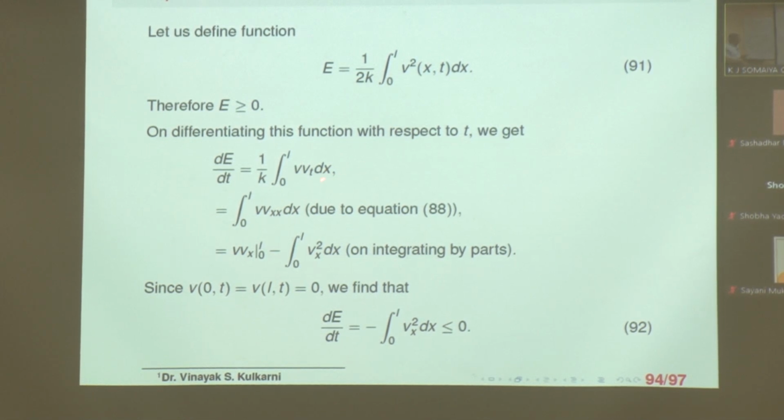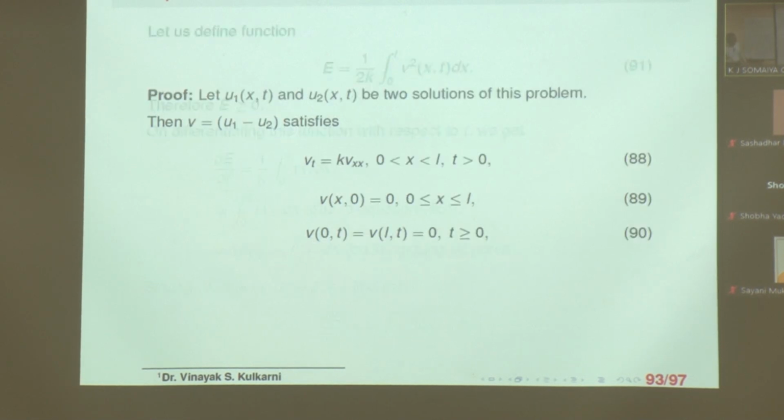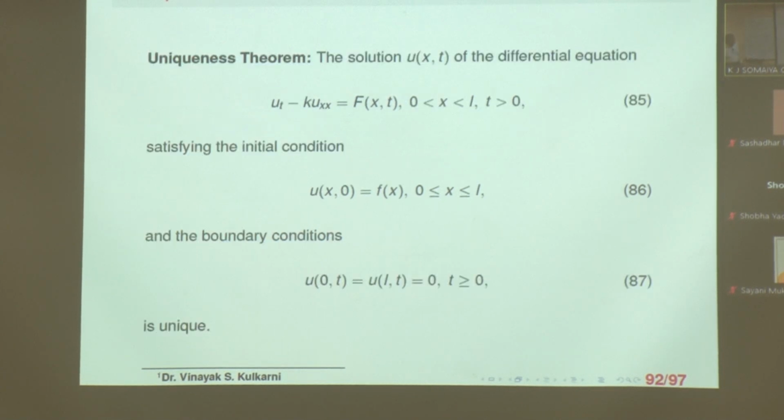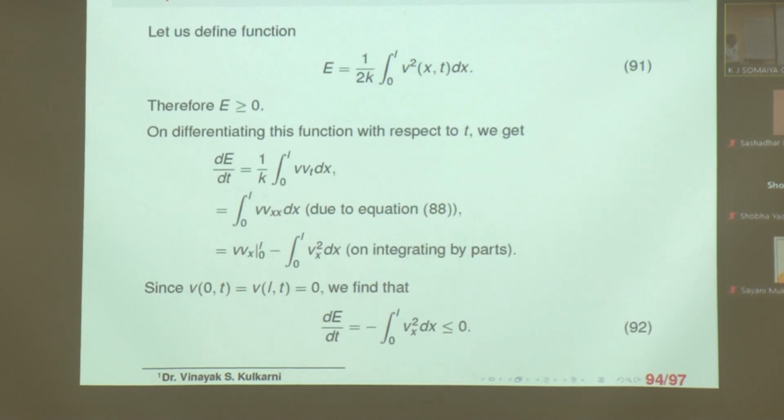Now the value of vt can be substituted as k times vxx according to the governing differential equation. Here, the value of vt is nothing but k times vxx. So I can take advantage of that governing differential equation, and now I can solve this integral equation by using integration by parts.